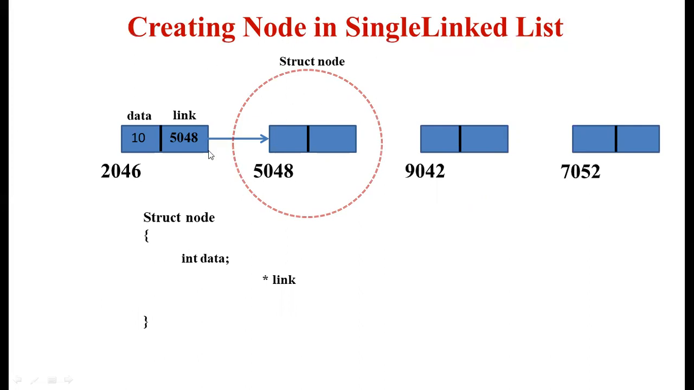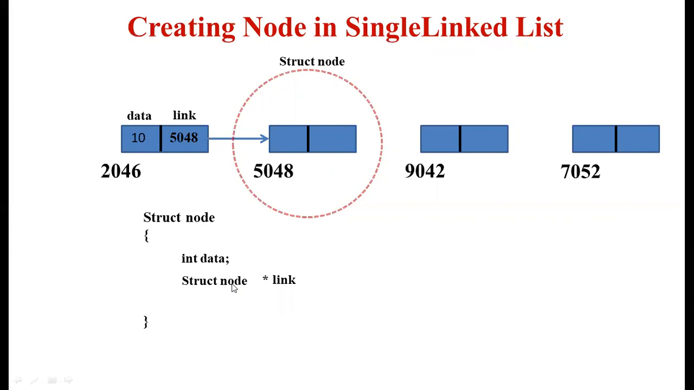So the pointer link is of what type? It is of structure node type. So here the pointer link is of structure node type. So these are the two fields. The first one is an integer type field, and the second one is a link field of type structure node.